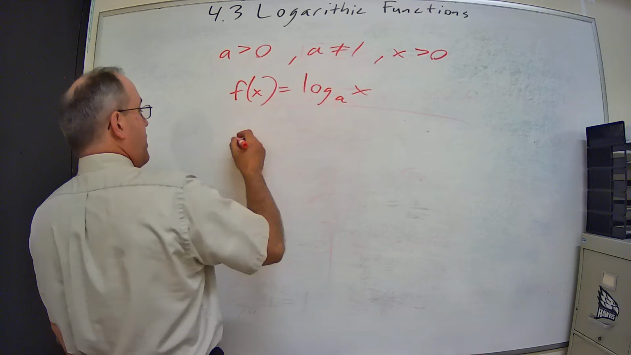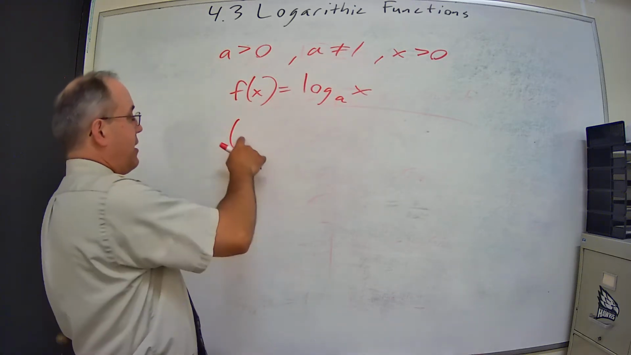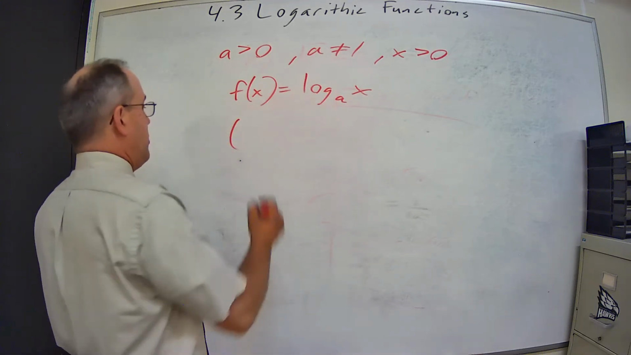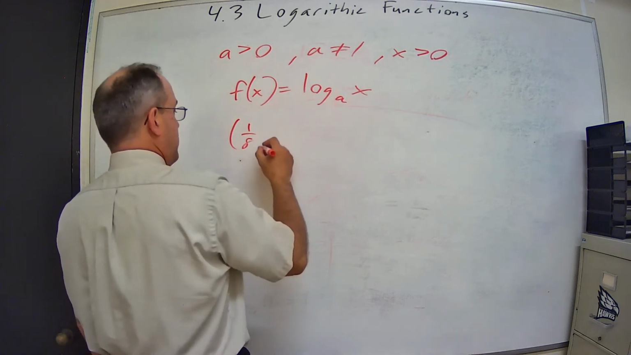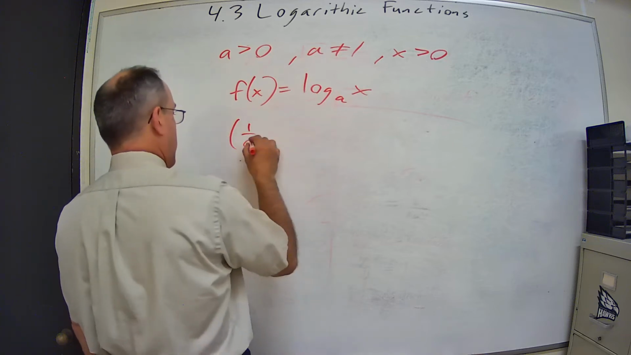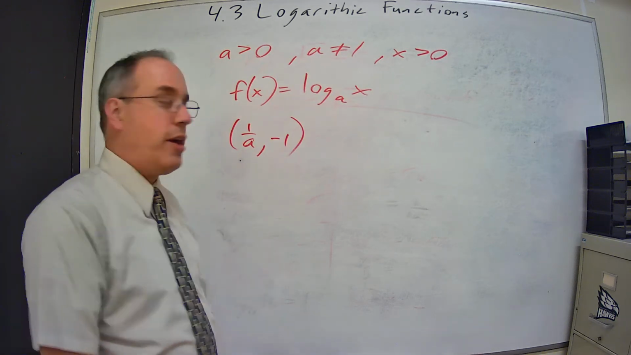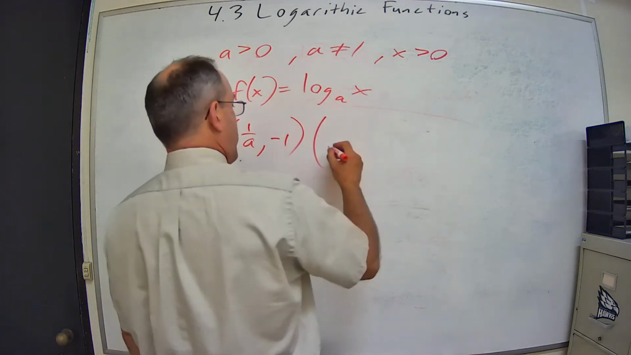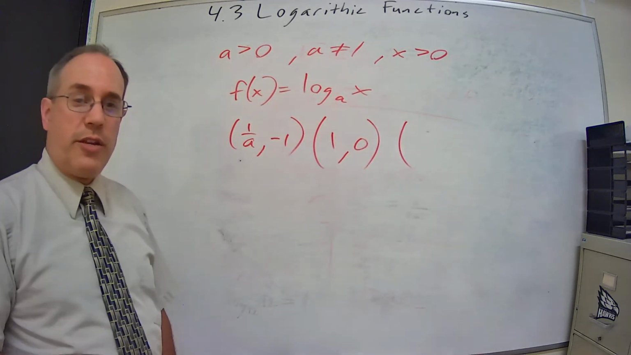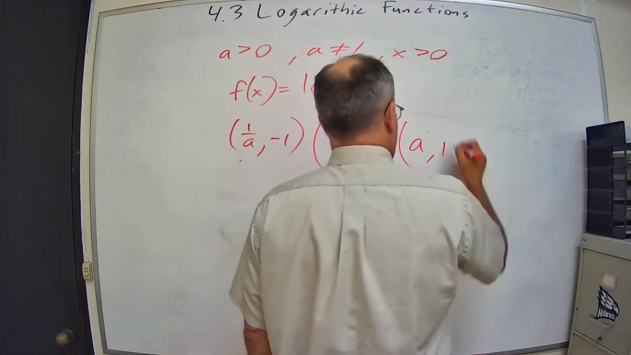So we remember that with an exponential function, we had the point -1, 1 over a. Well, for a logarithmic function, we have the point 1 over a, -1. For exponential function, we have the point 0, 1. For logarithmic function, we have the point 1, 0. And then for an exponential function, we had 1, a. So for a logarithmic function, we have a, 1.